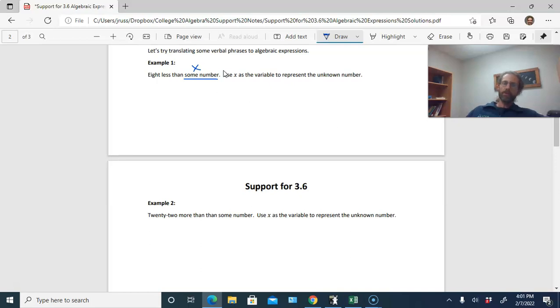So x represents some number, and then if we say 8 less than x, that means you take 8 away from x. So this is going to become x minus 8. And this is the expression. X minus 8 represents, used mathematically, 8 less than some number. Okay.